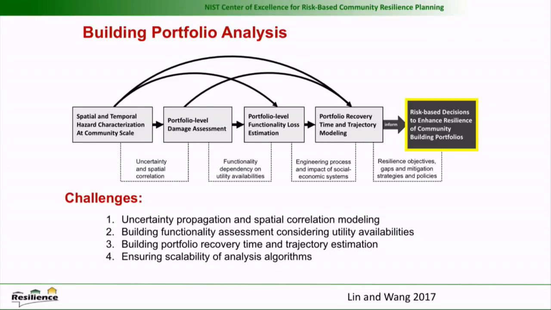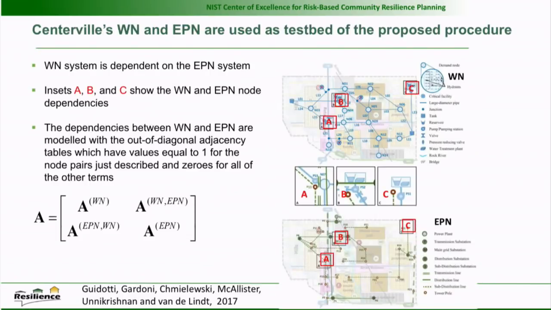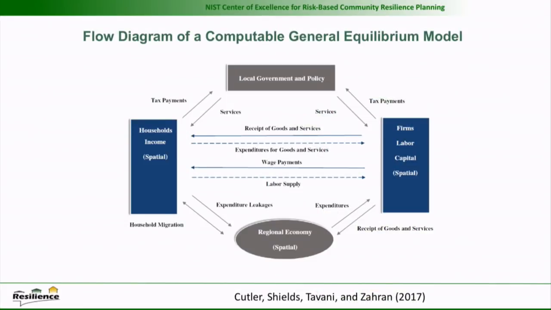And this involves uncertainty propagation, spatial correlation modeling, and other details, ultimately with the intent of informing risk-based decisions. The water network and electrical power network were connected. Those were already dependent last year, and you'll hear more about that for a real test bed rather than Centerville later today. The flow diagram of a computable general equilibrium model. This has been done now for a very large metropolitan area, and you'll hear about that from Harvey Cutler shortly.